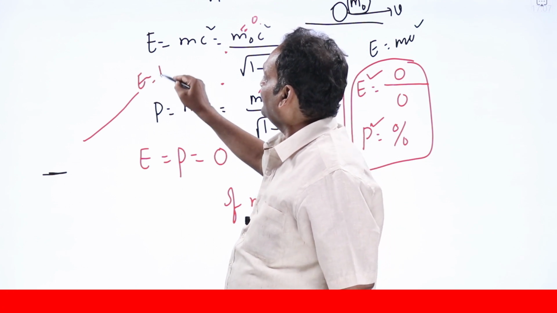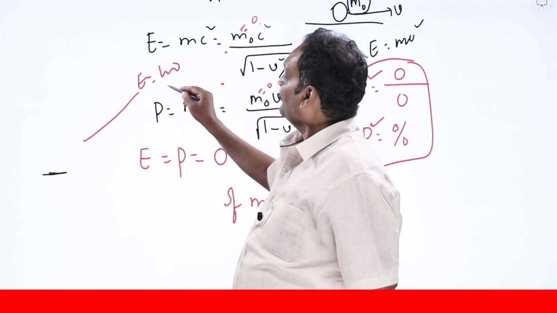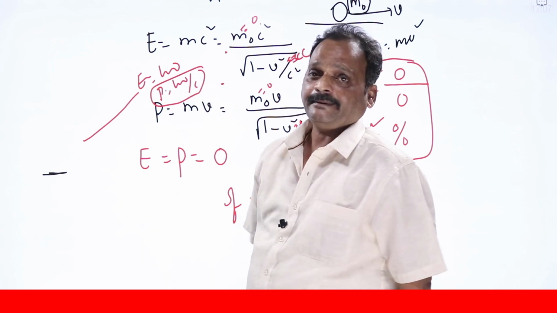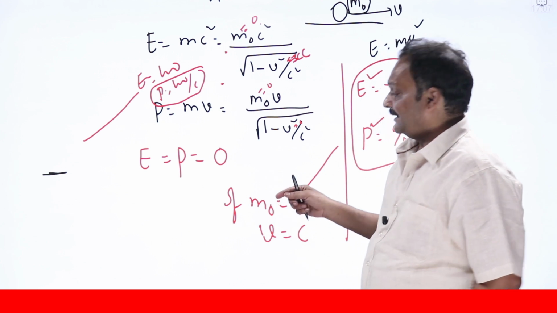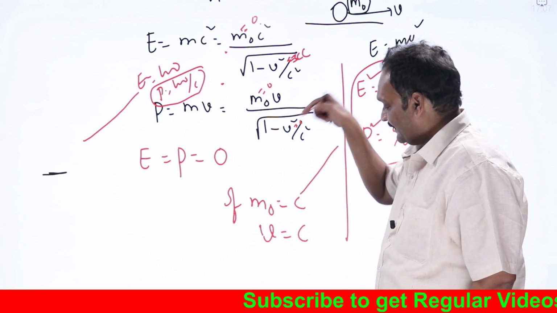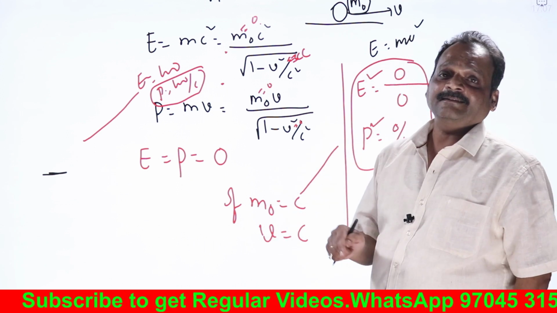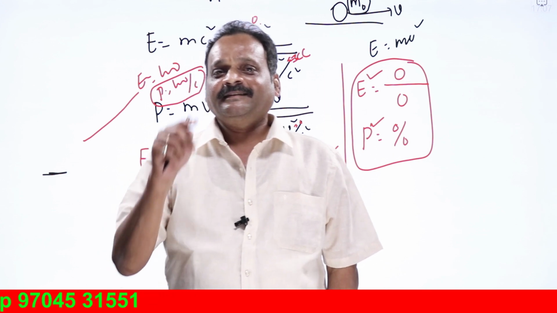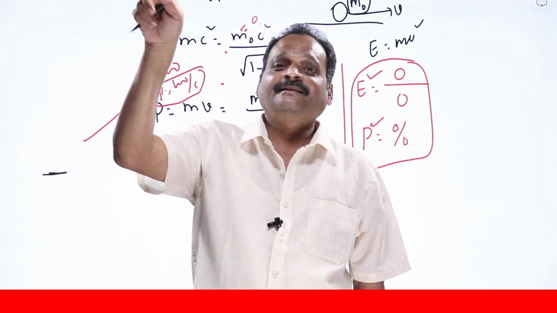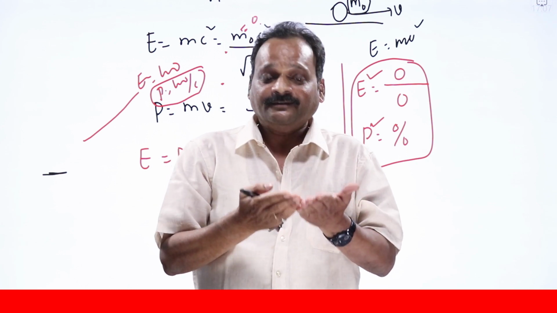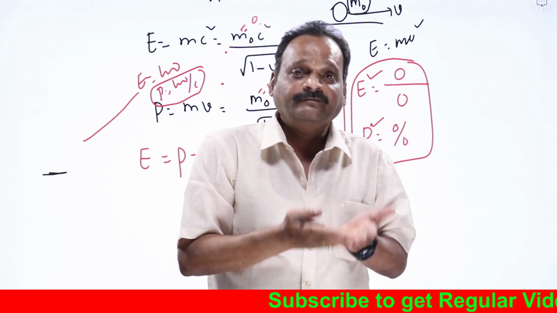Depending on the frequency, a photon can have any amount of energy. Momentum is hν by c. Depending on its frequency, it can have any value of momentum. So this is the condition for the existence of a zero rest mass particle. If m₀ equal to 0, the particle must move with the velocity of light only. That is nothing but the second postulate of the special theory of relativity: the velocity of light in free space is constant for all inertial observers. Velocity of light should be c only, because photons have to move with c. If they do not move with c, they cannot exist.